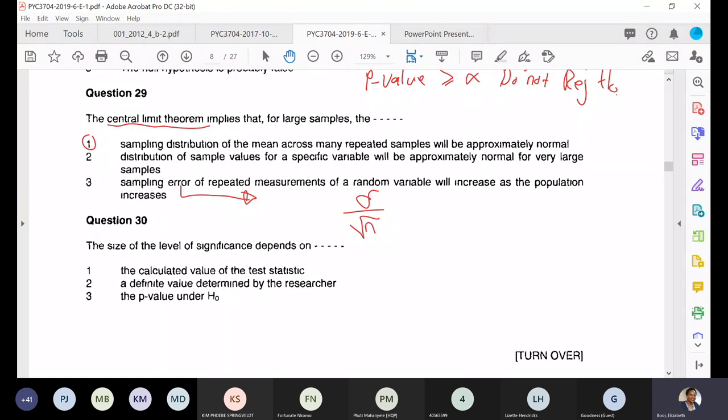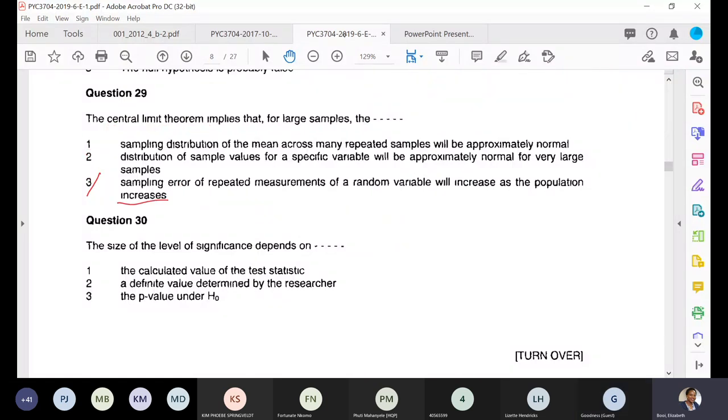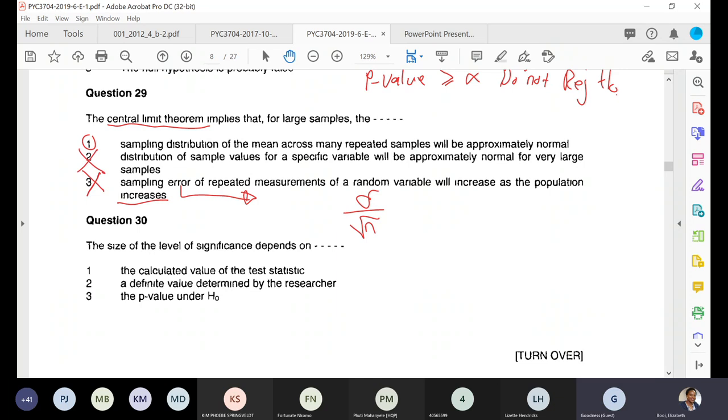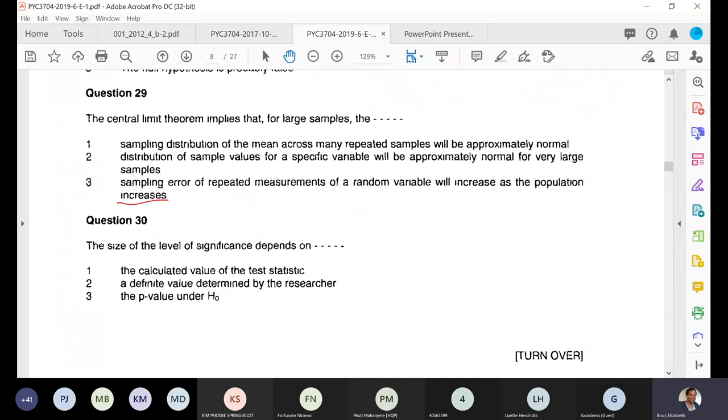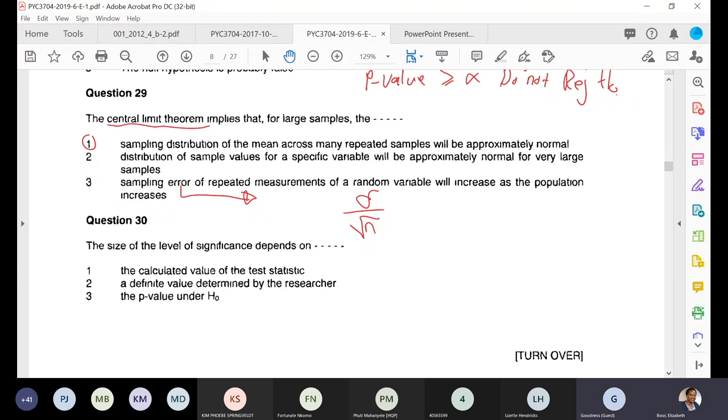The distribution of the sample values for a specific variable will approximately be normal for a large sample size, and the sampling error of a repeated measurement will increase with the population increase. No, we're not talking about the population. You can increase your population, but the increase is in terms of your sample, the number of samples that you have. So only number one is correct.